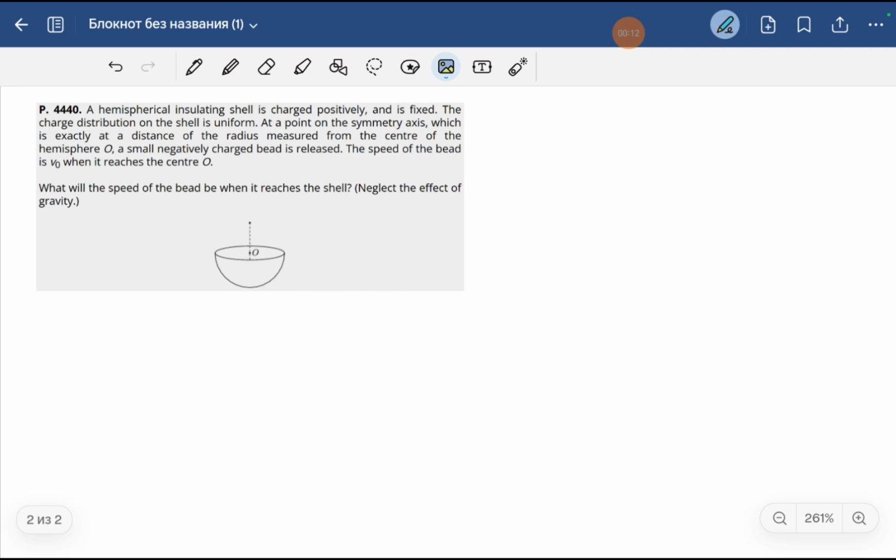At a point on the symmetry axis, which is exactly at a distance of the radius measured from the center of the hemisphere O, a small negatively charged bead is released. The speed of the bead is v0 when it reaches the center O. What will the speed of the bead be when it reaches the shell?